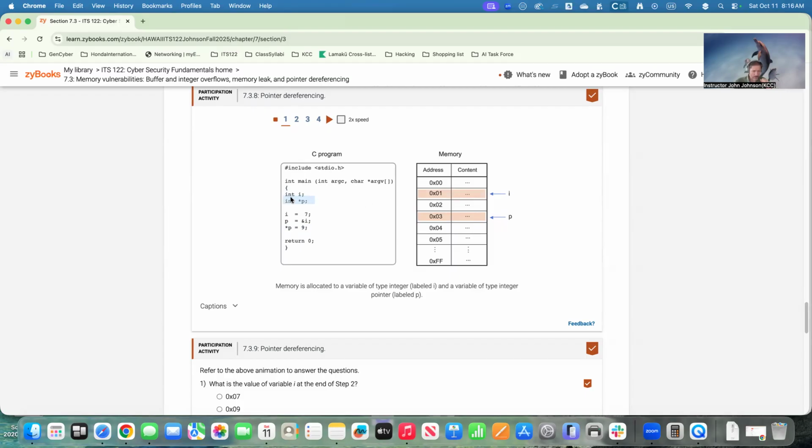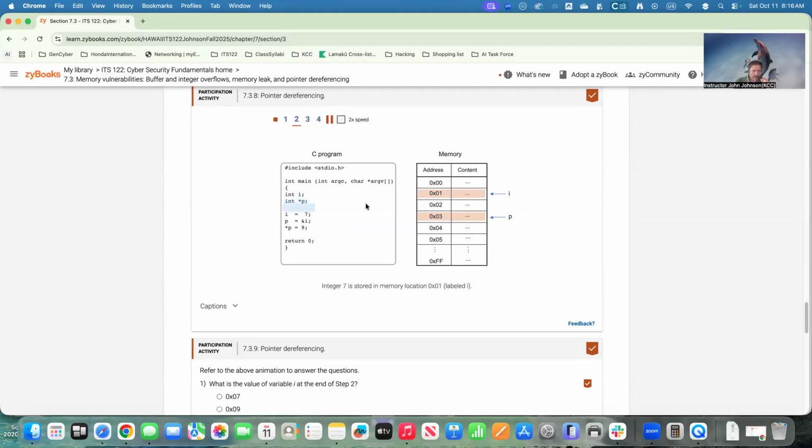Anyway, we start off with an integer I, then we've got a pointer to I. That star, the asterisk, P, is a pointer. So when we start out, I is going to be at memory space 0x01, and P is going to be over here at 0x03. Here's the memory space they're occupying, and here are the values in there. Right now we don't have anything because we're just allocating these.